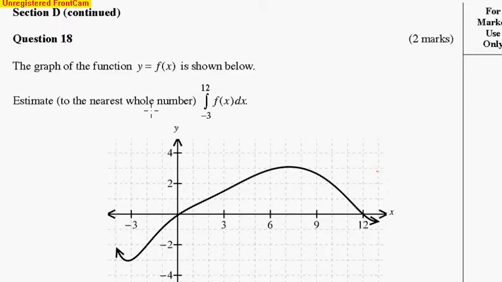Hello again. Here is question 18. The graph of the function f of x is there, so we don't know what that equation actually is. We just call it f of x, kind of curvy and wiggly. And we've got to estimate the integral between 12 and minus 3. Okay. Well, we'll use the areas to help us do that.